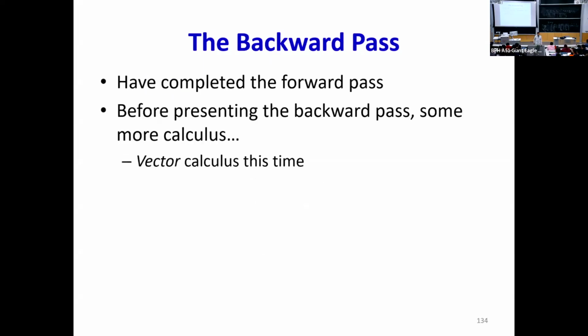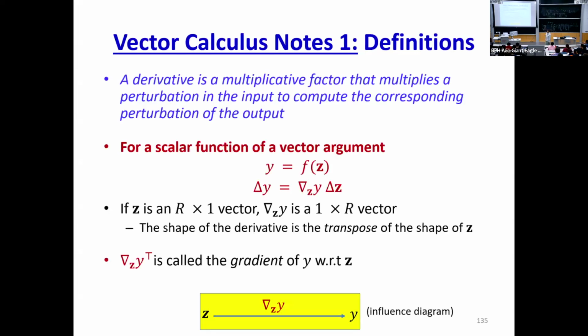So that's the backward pass. That's the fun stuff. It turns out that that's actually kind of easy. And I'm going to present some more calculus, but this time it's vector calculus. Let's see how. Let's say I have a scalar function y of a vector argument z, right? y equals f of z, but z is now a vector. According to our derivative rules, we said delta y equals the derivative of y with respect to z times delta z. Assuming z was a column vector, what was the derivative of y with respect to z?